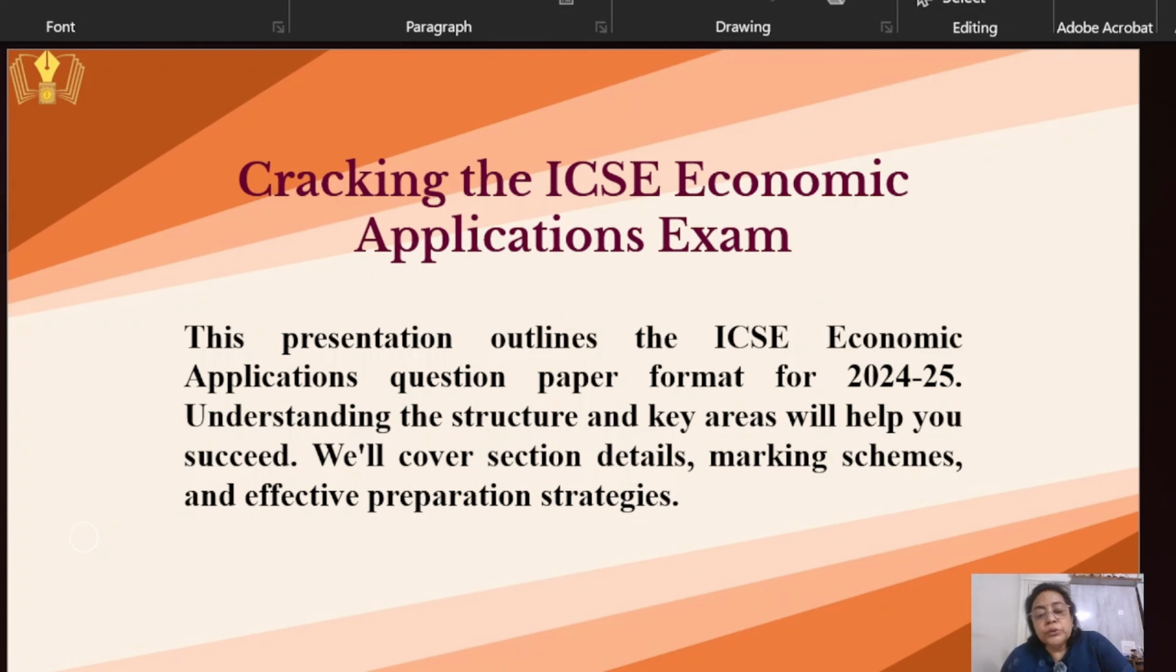Children, you are going to appear for your Economic Applications exam. This presentation outlines the ICSE Economic Applications question paper format for 2024-25. Understanding the structure and key areas will help you succeed. We will cover section details, marking schemes, and effective preparation strategies.